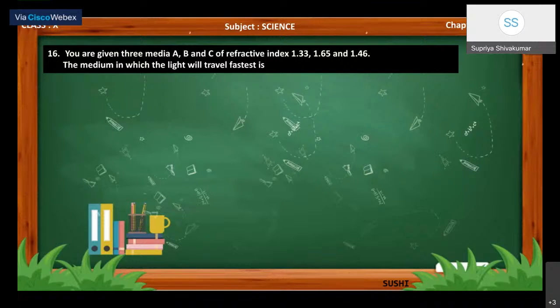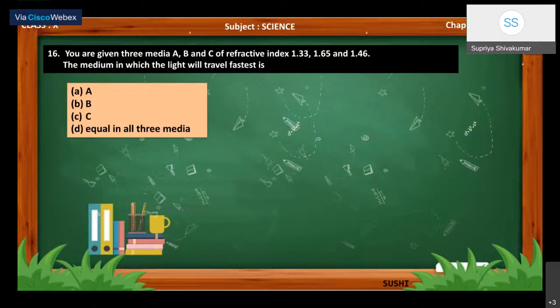1.3 in medium A, ma'am. 1.3, medium A. Or you can say, in whichever medium the refractive index is lower, the speed of light is fast, and in whichever medium is denser, the speed of light will be less.